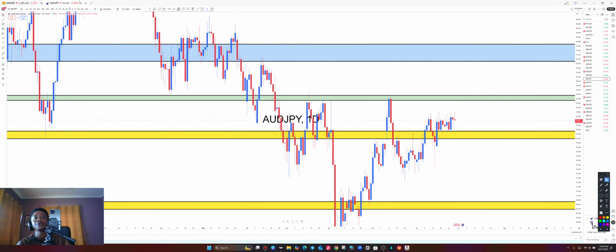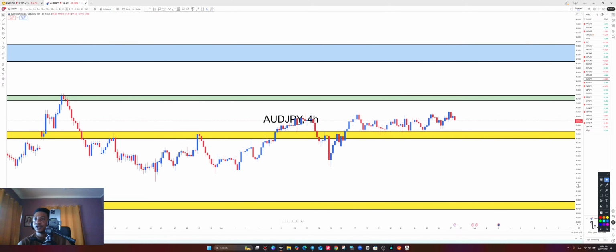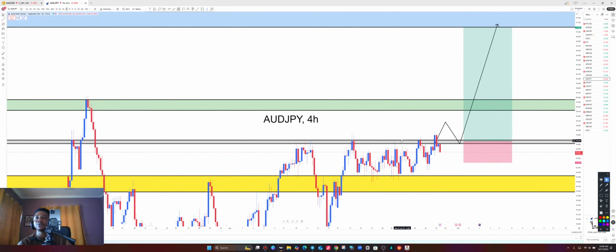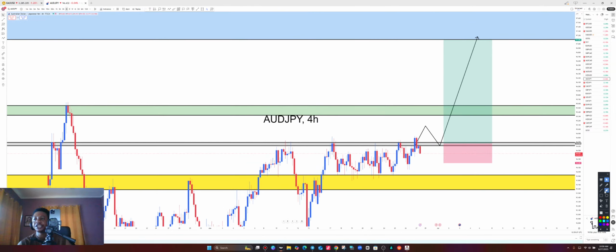So let's go all the way to the 4-hour time frame of AUD JPY. All right, so this is the 4-hour time frame of AUD JPY. Price is moving in a range or a consolidation period. So if you look at this, we have a horizontal level of sell pressure here and then a horizontal level of buy pressure. So on the 4-hour time frame, we are in a range or a consolidation.